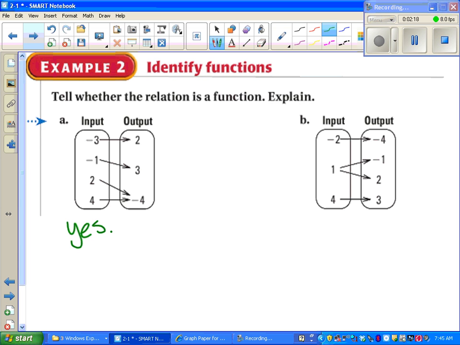Part B has a problem. One of the inputs points to 2 outputs. If that happens even one time, we say this is not a function. And for our explanation, we would just put that in words. We would say one of the inputs points to more than one output. That would be good enough.